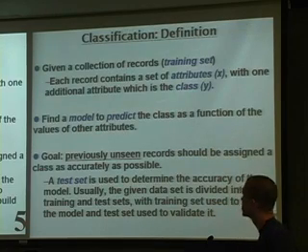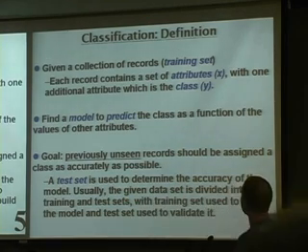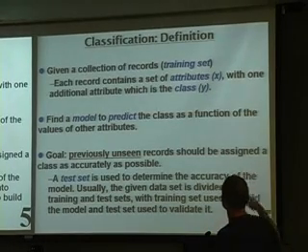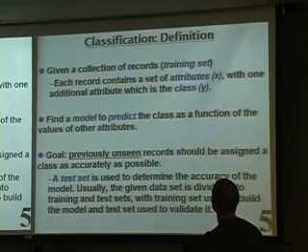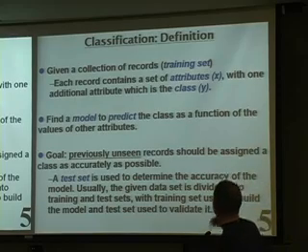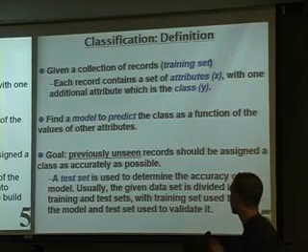To make it more precise, the classification problem is the following. Given a collection of records, which is my training data, each record contains a set of attributes X. So X's are your attributes, and of course, this could be high dimensional. It could have a lot of different attributes. And then there's one particular attribute that I'm interested in, which is the class Y. And I'll talk about binary classification, so Y will take 2 values.